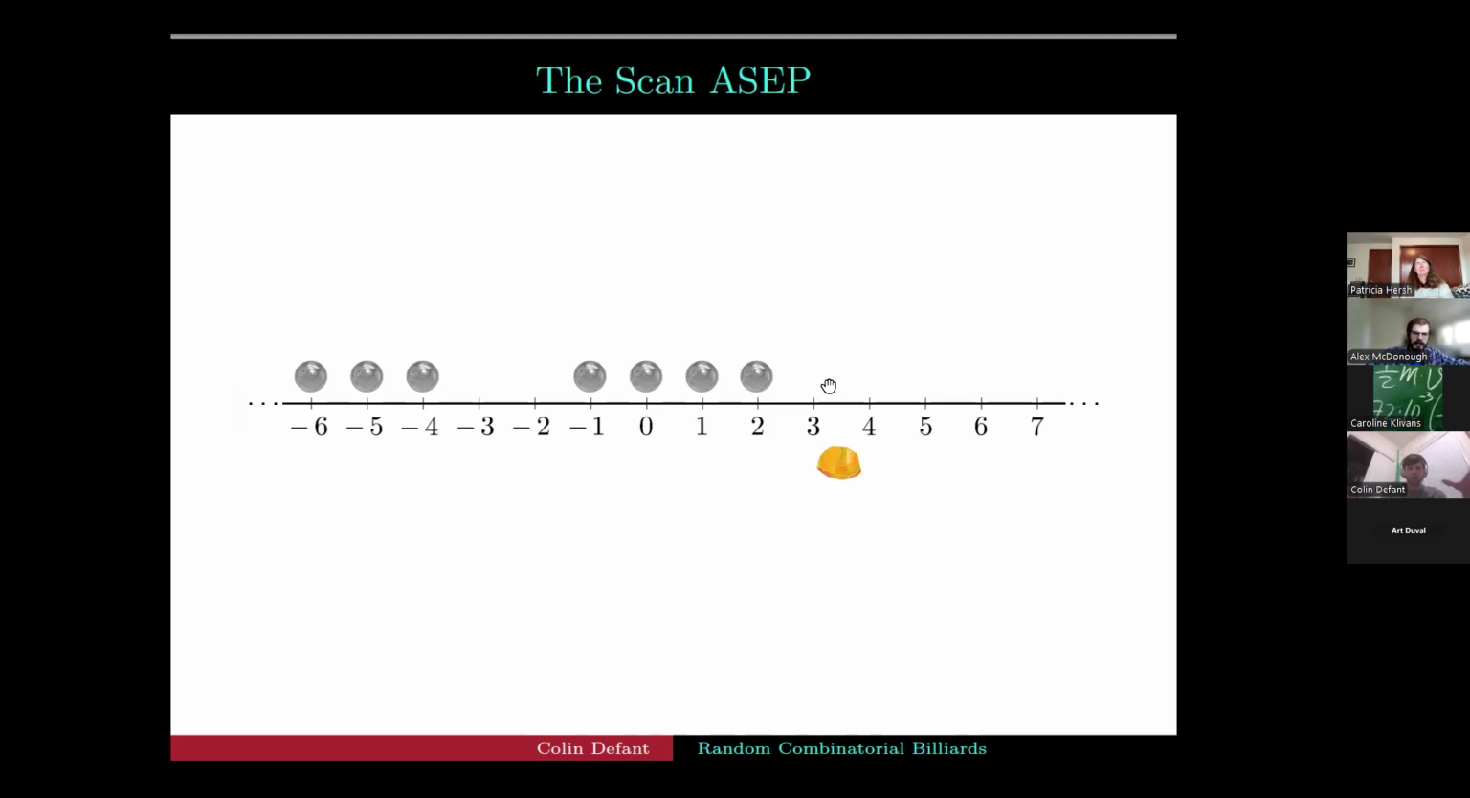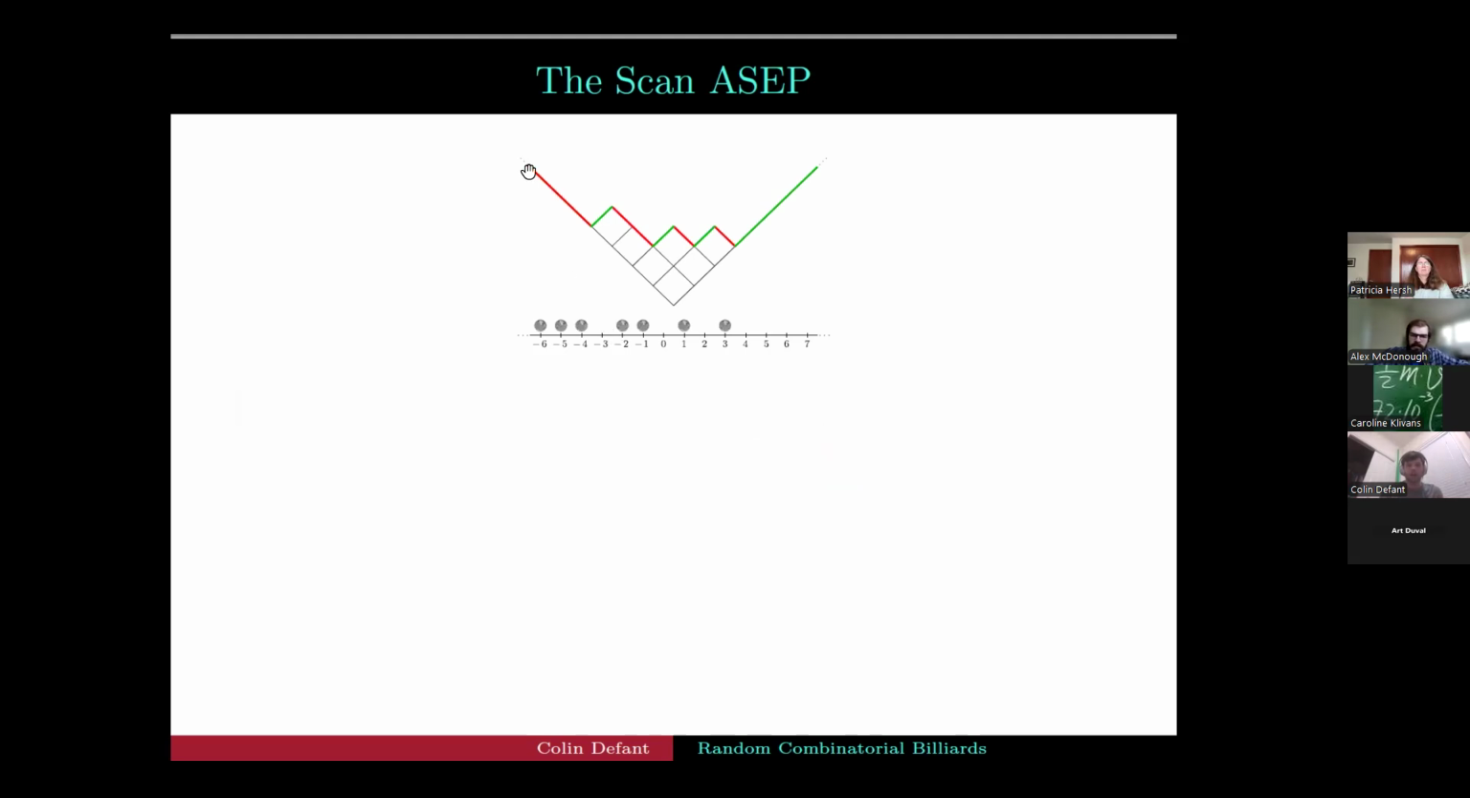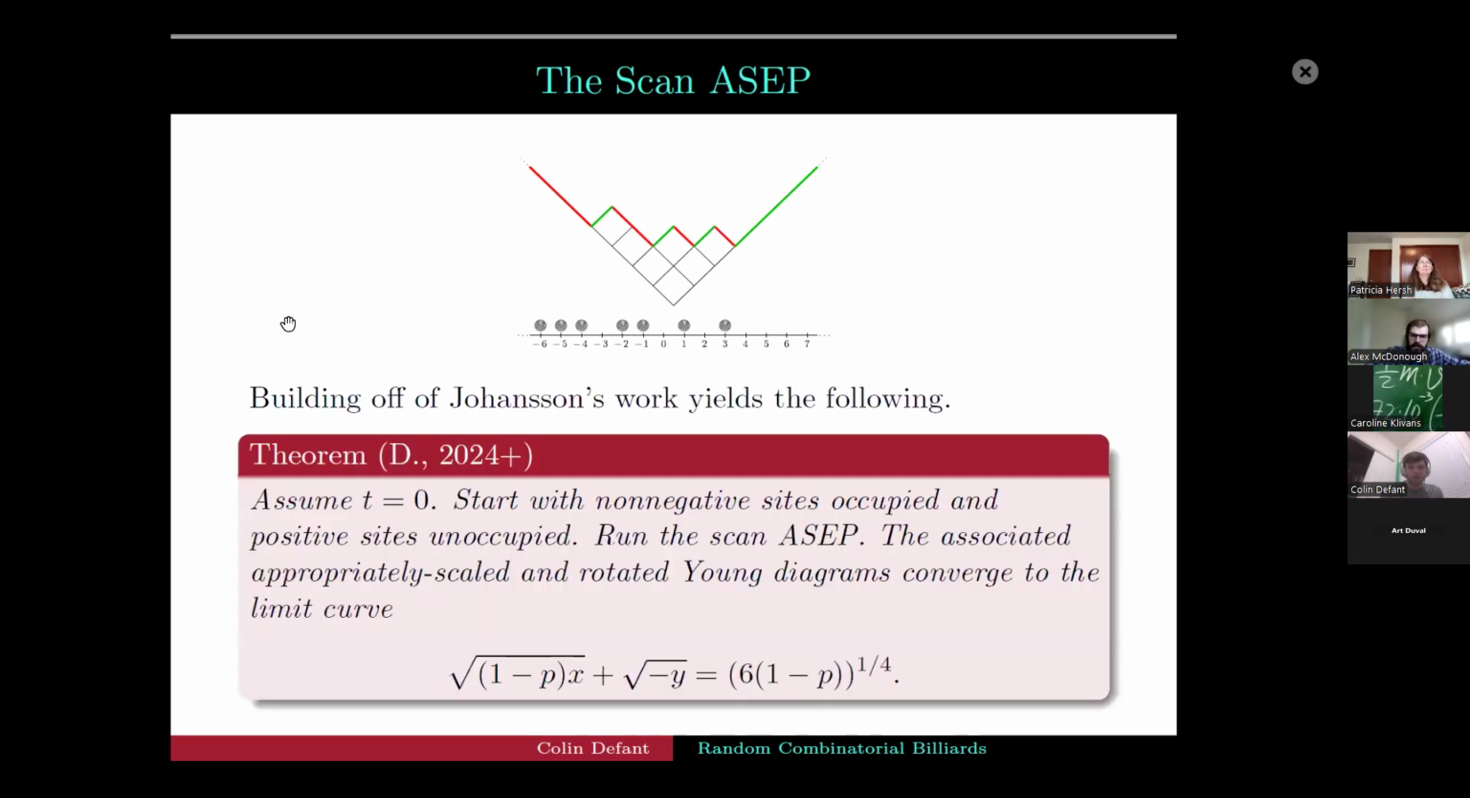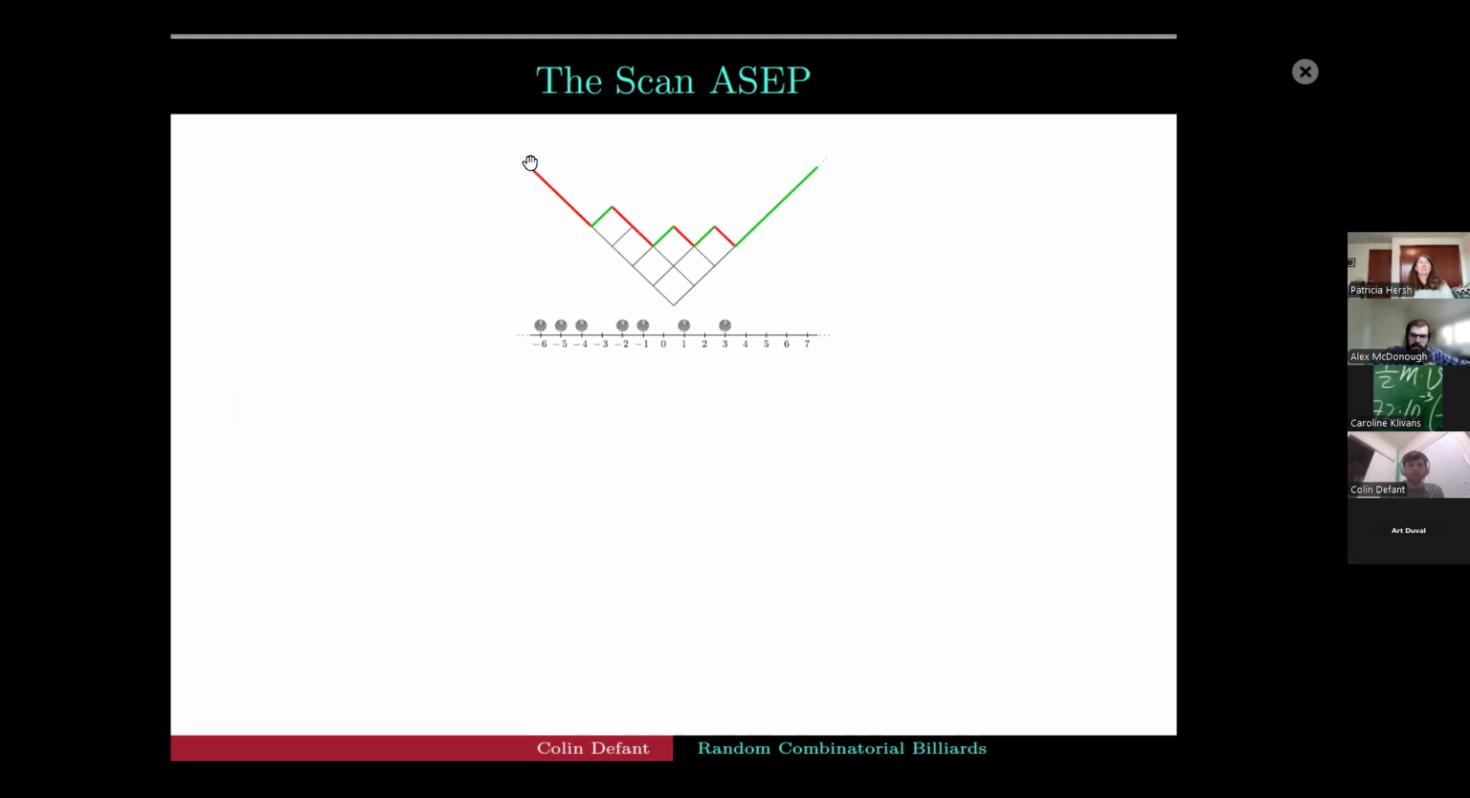And what we want to know is, how do the particles get arranged over a long period of time? How do they configure themselves? So we can think about one of these configurations of particles using a Young diagram. So basically, it's this rotated Young diagram in Russian notation. Whenever I have a particle, that corresponds to a down step, which I've drawn in red. And whenever I have a vacant site, that corresponds to an up step, which I've drawn in green. So here I have a bunch of down steps followed by up, down, down, up, down, up, down, and then a bunch of up steps.